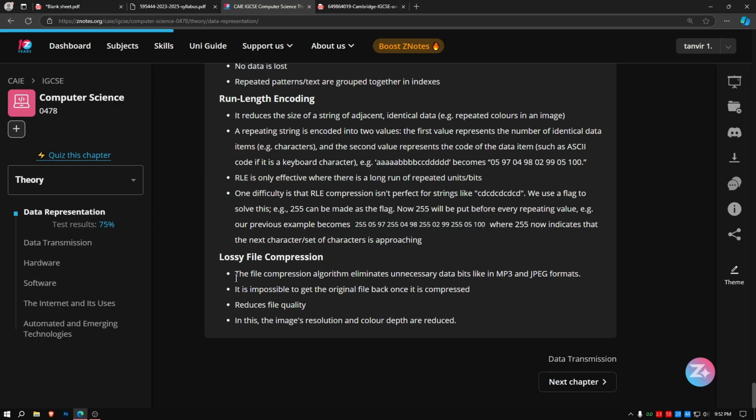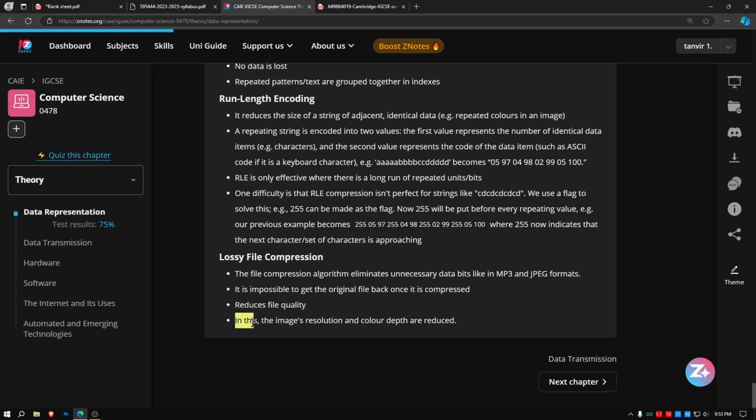So what is lossy file compression? The file compression algorithm eliminates unnecessary data. It's used in MP3 and JPEG. MP3 reduces or throws away sounds that are outside of the human hearing range, and JPEG reduces a bit of color information and keeps most of the brightness data intact. It is impossible to get the original file back once it is compressed. You need to have the original file to have the whole data set, or you cannot reconstruct it. It reduces the quality. Even though the loss is not noticeable to the normal human, it still is a reduction in quality, more or less.